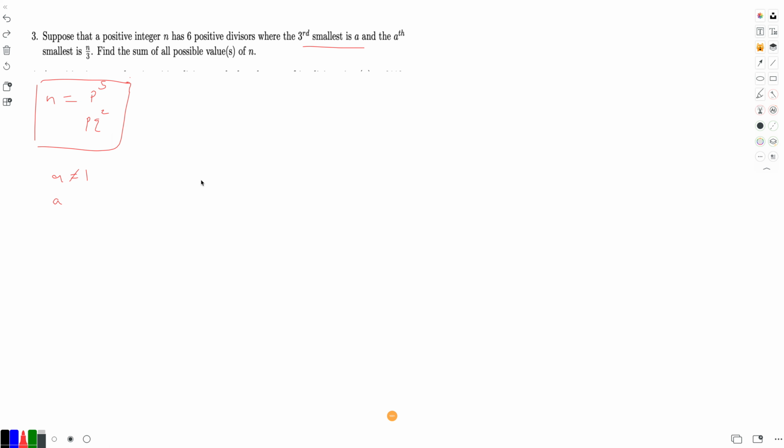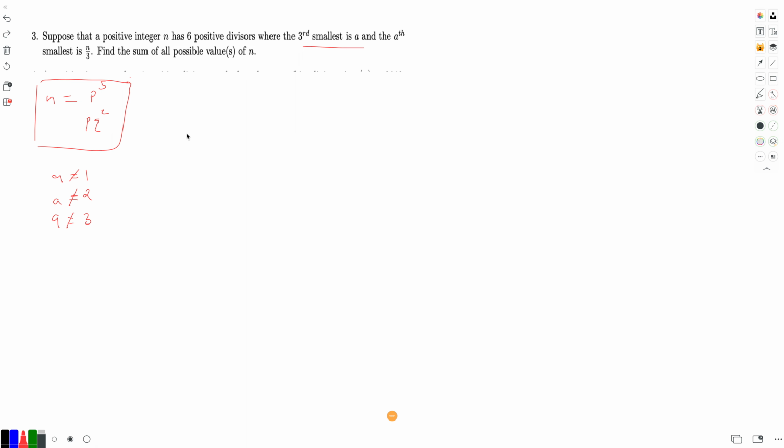How about 2? If a is 2, then the third smallest is 2, and the second smallest is n over 3. Again, that doesn't make too much sense, right? The only smaller divisor than 2 is 1, and that happens when n equals 3, and n equals 3 doesn't have 6 divisors, so a does not equal 2. How about 3? Then the third smallest is 3, and the third smallest is n over 3. That only occurs if and only if n is 9, and 9 is of the form p squared, which is none of these forms. So a does not equal 3 also.